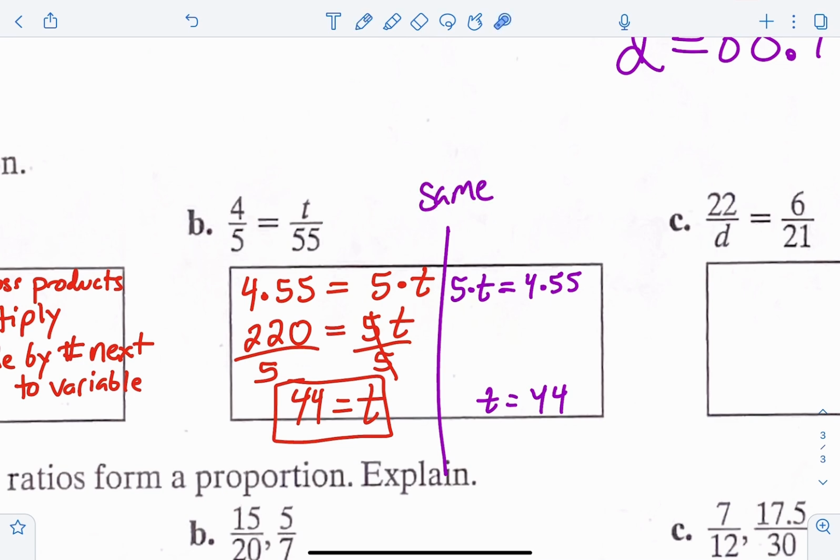So it doesn't matter which set of cross products you put before the equal sign versus after the equal sign, as long as you have the numbers paired together. 4 has to be times 55. 5 has to be times T. But you can have them in either order in front or behind the equal sign and get the same answer. So that's what matters.